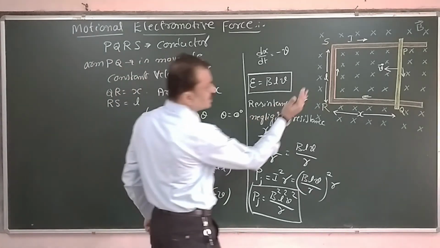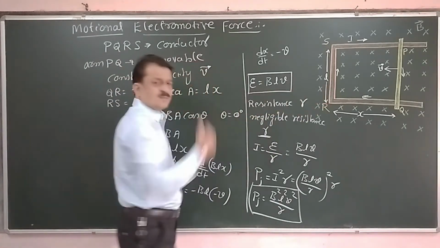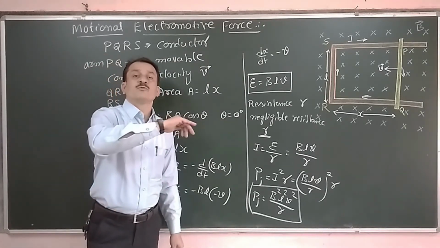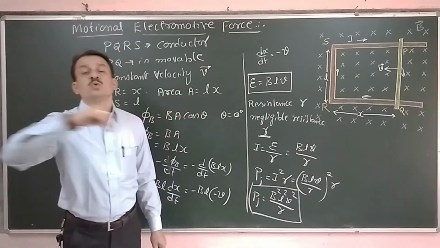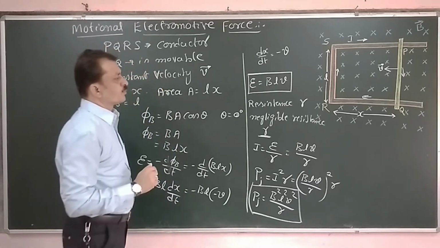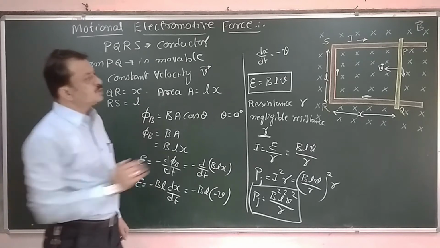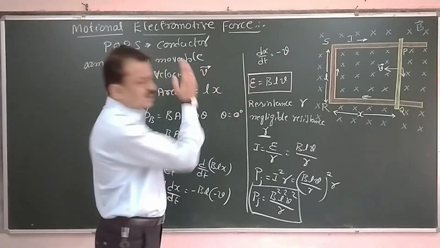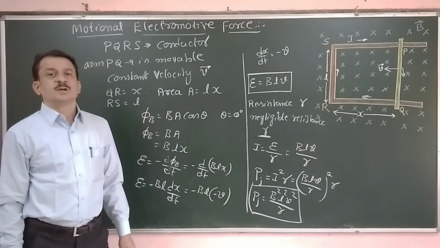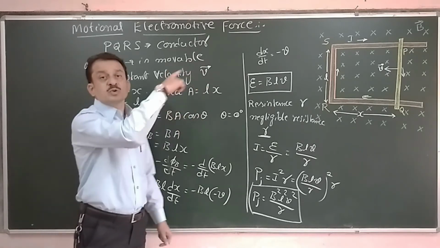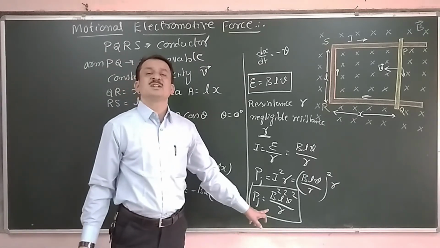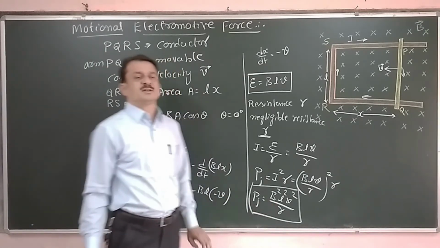Now we are moving the arm PQ inwards, but because of the magnetic force, that force pulls the arm PQ outward. That is the thing you should remember. Altogether, as and when the arm PQ is moving, the mechanical energy gets converted into electrical energy, that is the induced electromotive force, the motional EMF, plus thermal energy, that is the Joule heating effect. That thing you should remember.